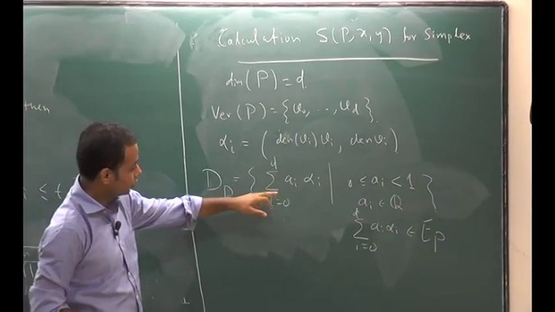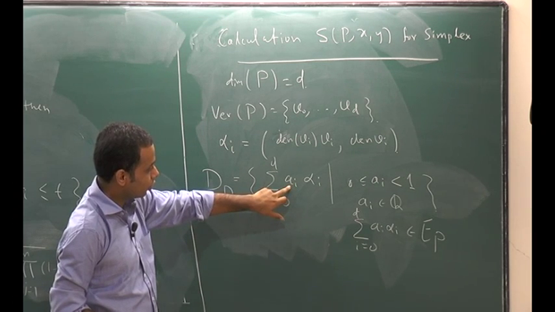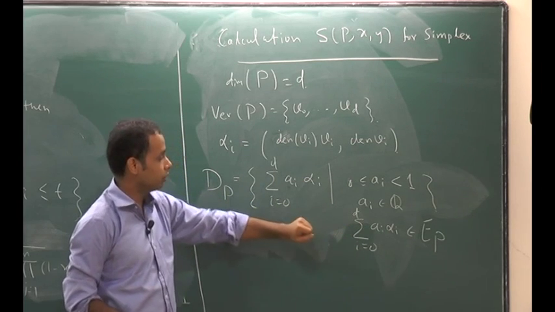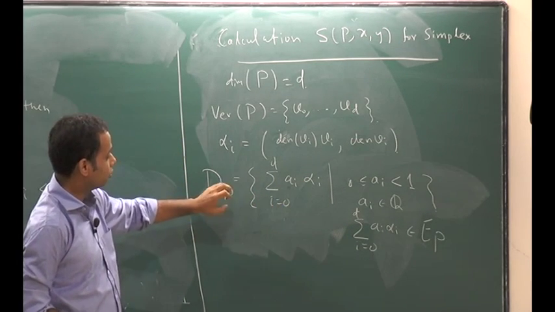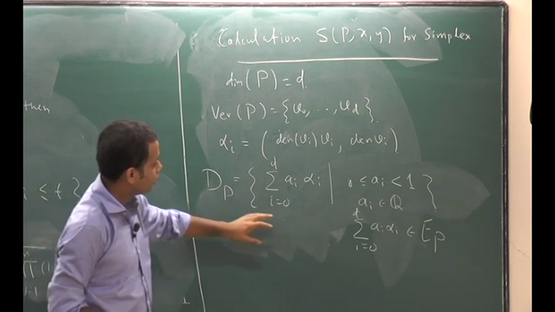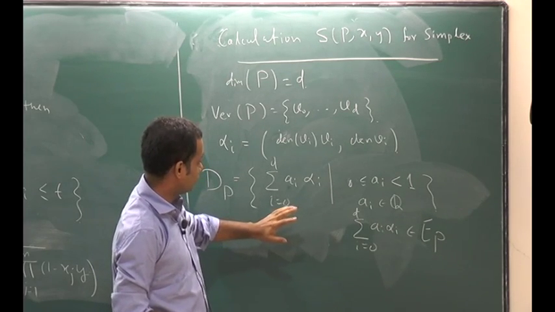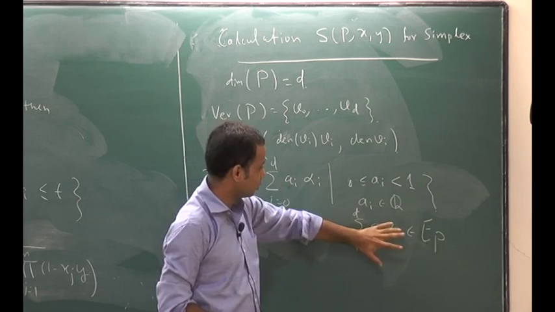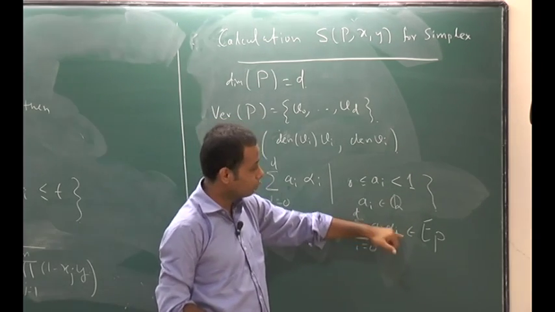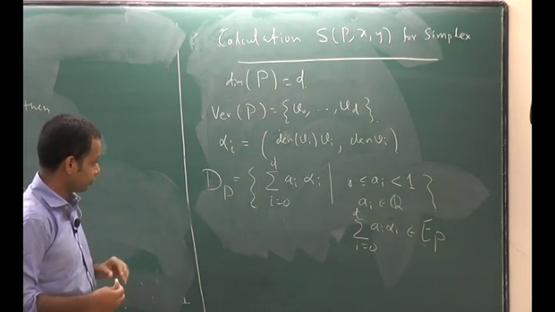So we count all those linear combinations of alpha_i with coefficients smaller than 1; those are elements of E_P. So the cardinality of D_P is finite because of compactness, because it would be a compact set if we omit this condition. And since we are counting integral points inside a compact set, this will be a finite set. So D_P is a finite set.